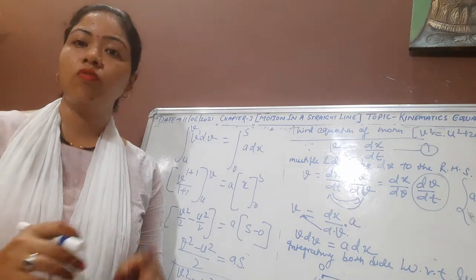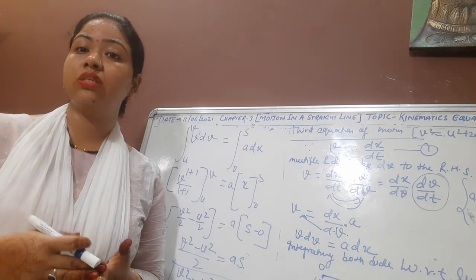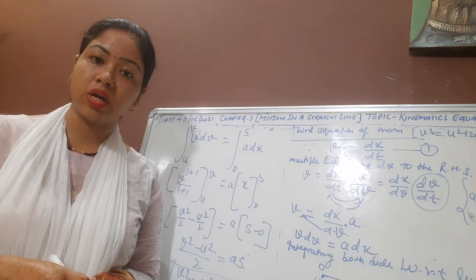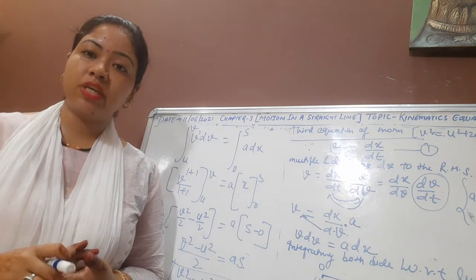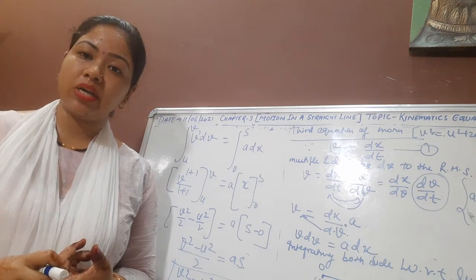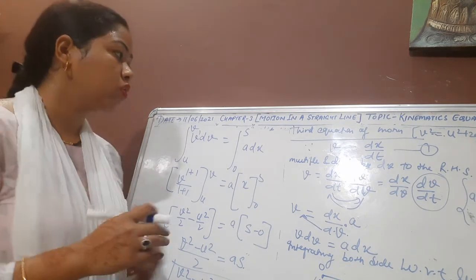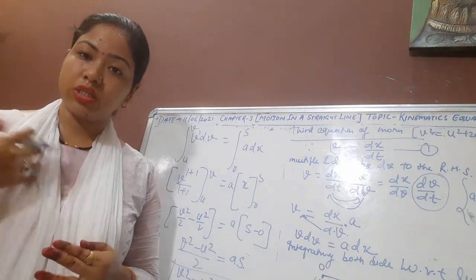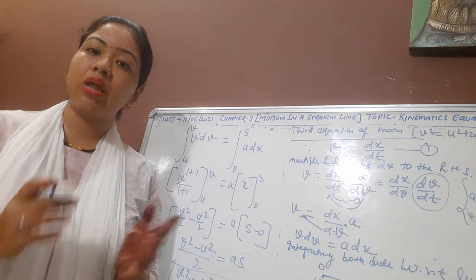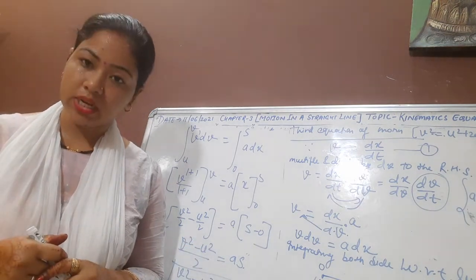Now we'll talk about one more equation of motion, that is the displacement of the particle in the nth second, right? Whenever we are calculating the displacement of the particle in the nth second, how will we calculate? What will we do? We will subtract the displacement of the particle in n minus 1 seconds from the displacement in n seconds, right?